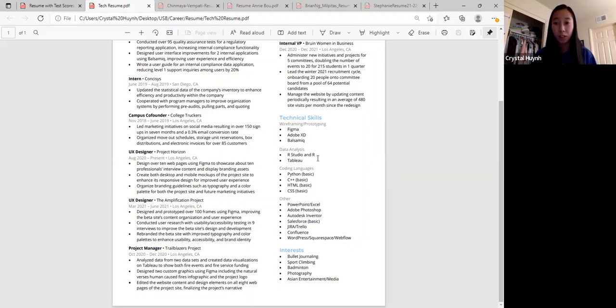Rather than having everything jumbled up, they're like, okay, well, for a design role, I don't really need to know how to code. So if it's all jumbled together, they're like, okay, where's the actual design software like Adobe or Figma or Balsamiq or anything of the sort? So just something to note as you're writing these out.